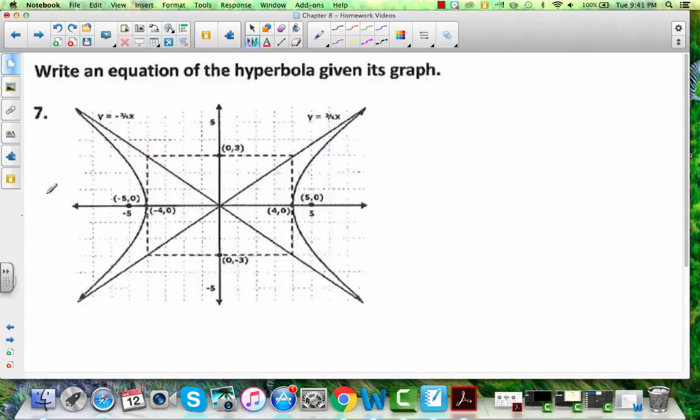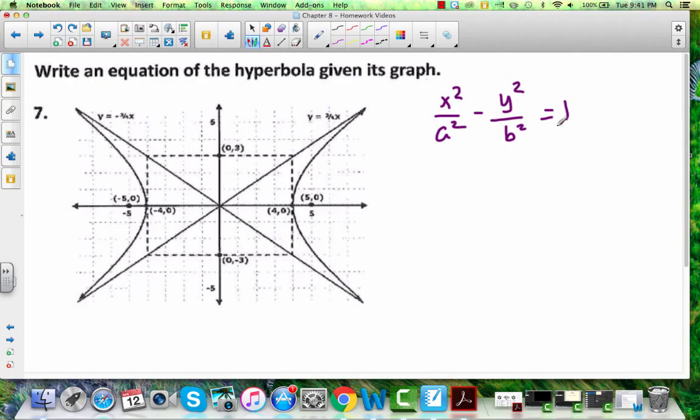It says write an equation of the hyperbola given its graph. So if we look at this graph, we have our box here. And we can identify what kind of hyperbola it is. Remember, there were two different kinds. We had one with a horizontal transverse axis or a vertical. Well, this one looks very much like the one we graphed. So we know it's a horizontal transverse axis. So we know it has to be x squared over a squared minus y squared over b squared equals 1.